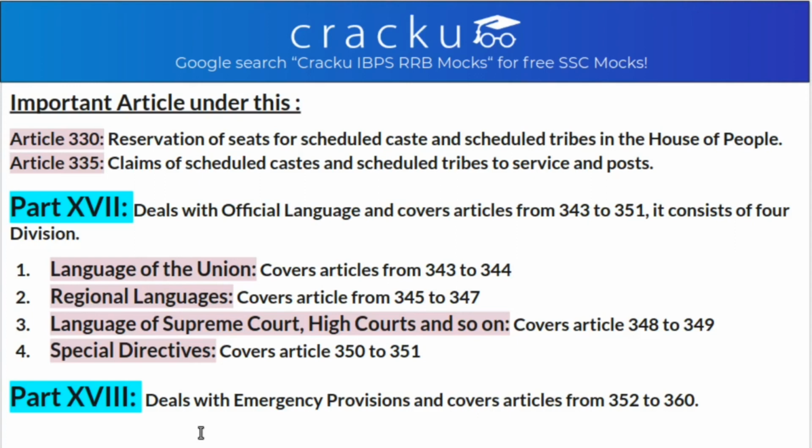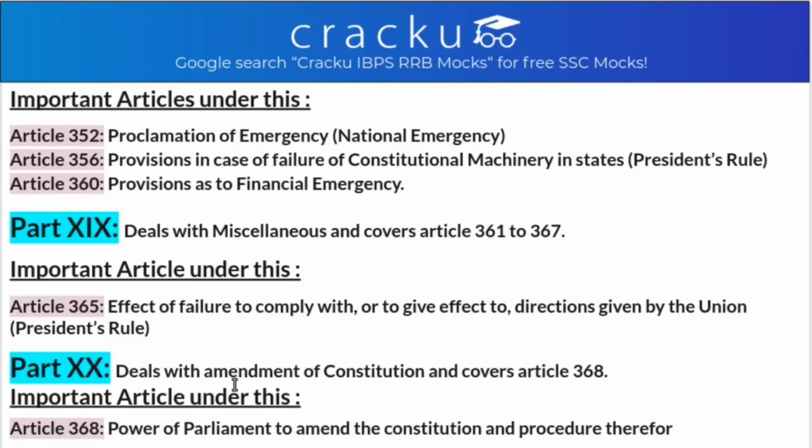So after this we have Part 18. Part 18, this is a very important part. This deals with emergency provisions. So remember, Part 18 deals with emergency provisions and it covers articles from 352 to 360. So let's see the important articles under this. Article 352 is proclamation of emergency.